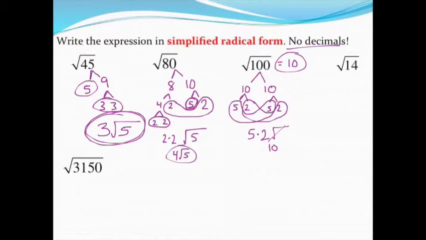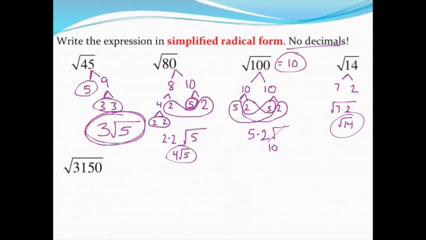There's nothing left behind. Okay, square root of 14, I can split that into 7 times 2, and those are both prime. There's no pairs, so nothing gets to come out. Everything just stays back inside and multiplies back together, so it just stays the square root of 14. I could say it can't be simplified or already simplified.